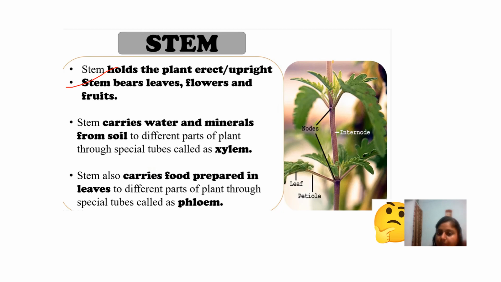See, these are the nodes, where branches start. We all know that these are the leaf, the petiole, and the internode. Stem carries water and minerals from soil to different parts of the plant through a special tube called xylem.